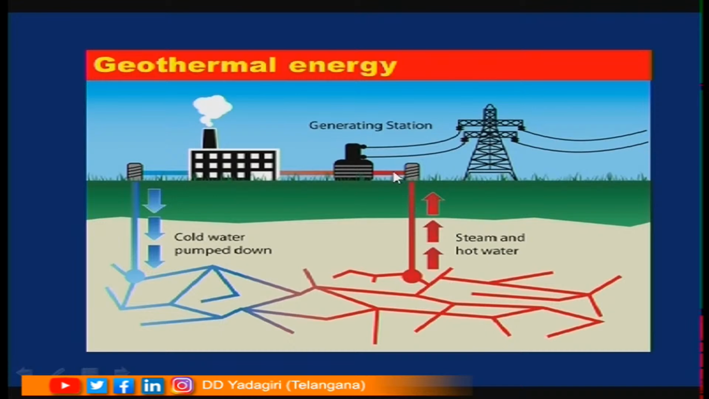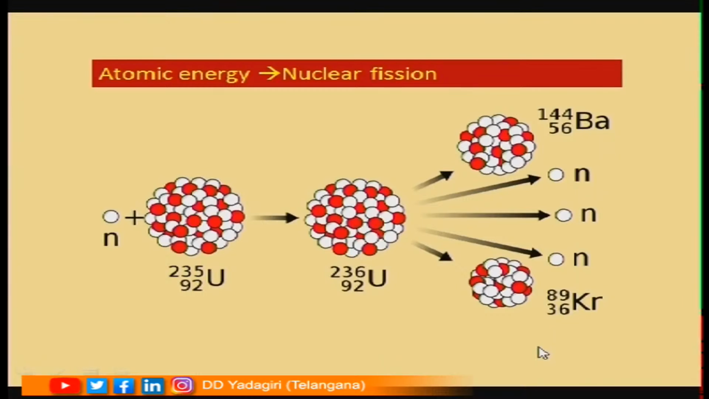[nuclear fission: uranium nucleus splits into barium, atomic number 56, and krypton, atomic number 36]. So 56 protons inside barium and 36 protons inside krypton. The remaining neutrons are left, so again 3 neutrons are produced. Again these 3 neutrons collide with another uranium nucleus, and again it produces lighter nuclei as well as 3 more neutrons.